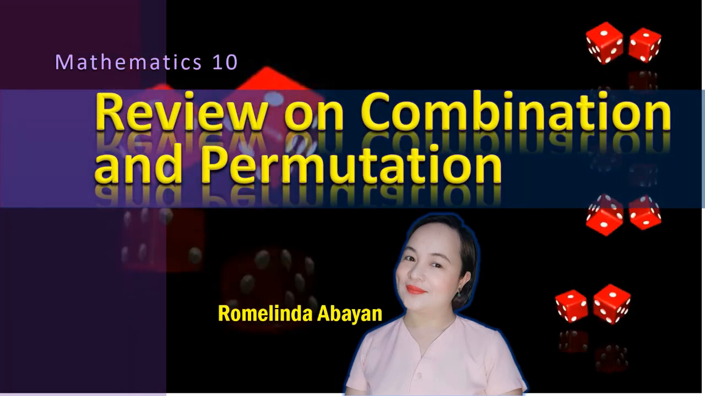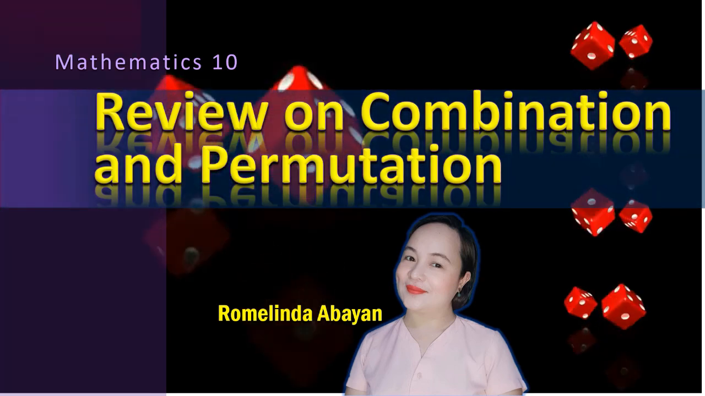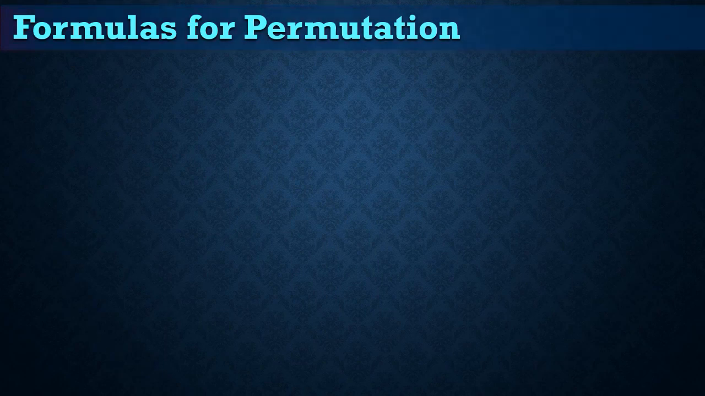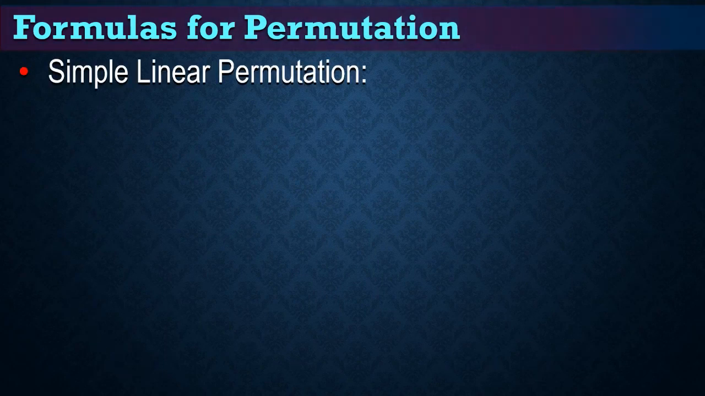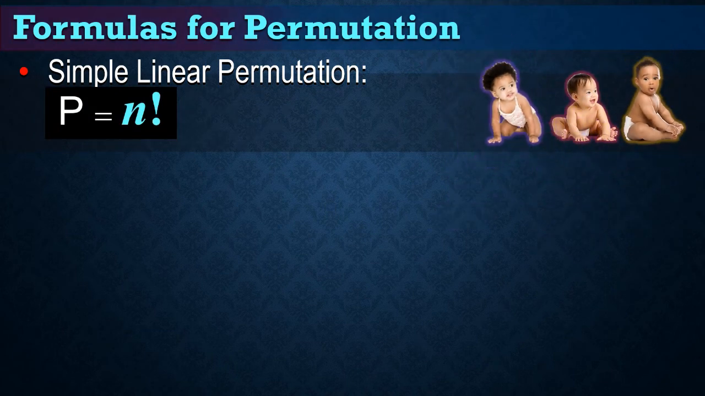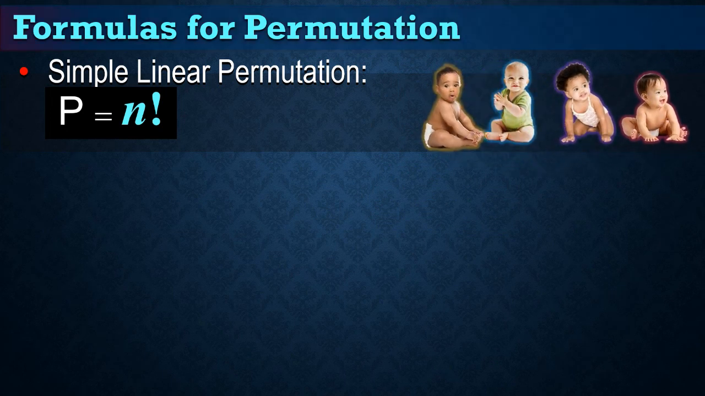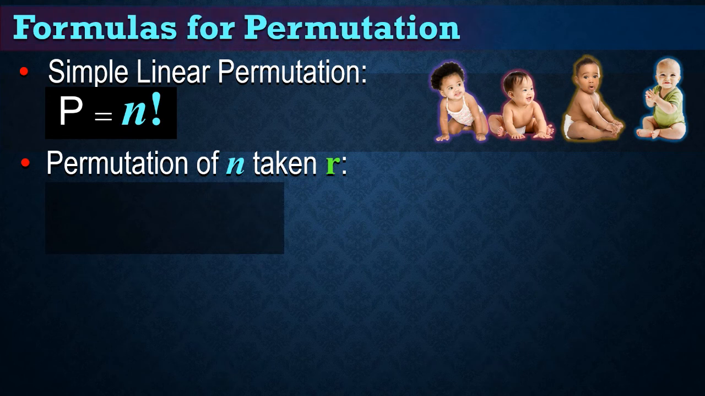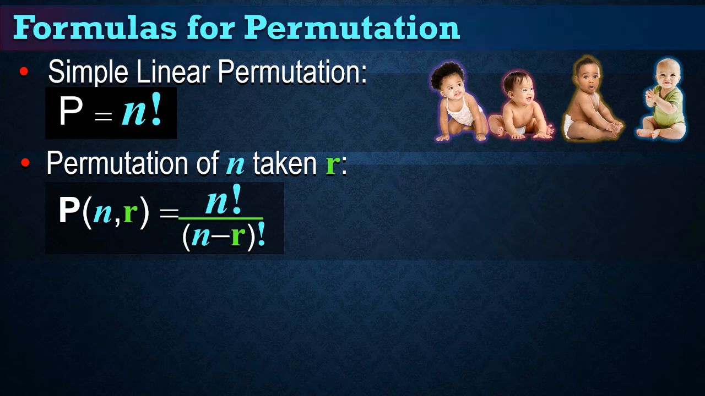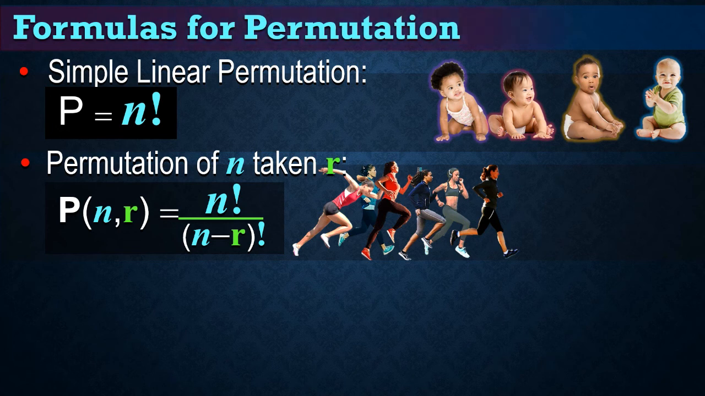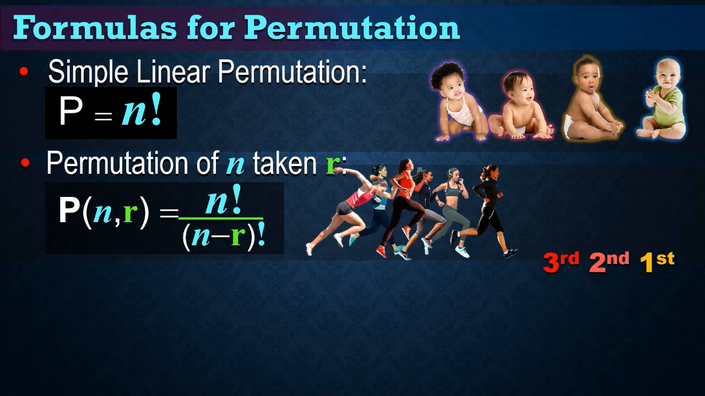Today, we are going to review combination and permutation. Formulas for permutation: we have simple permutation, that is P equals n factorial. We have also permutation of n taken r, that is P(n, r) equals n factorial divided by the quantity of n minus r factorial.